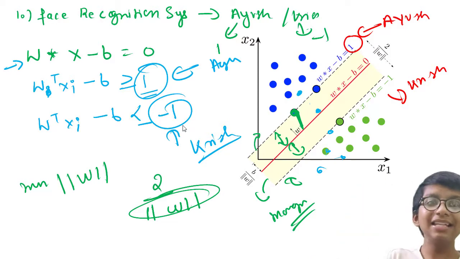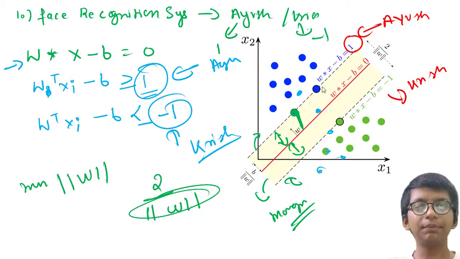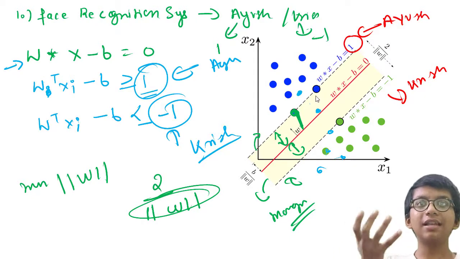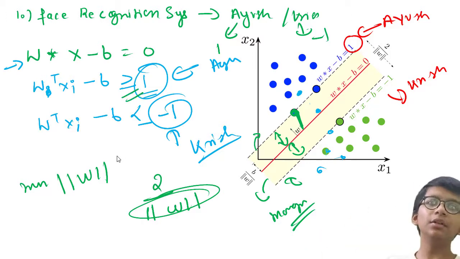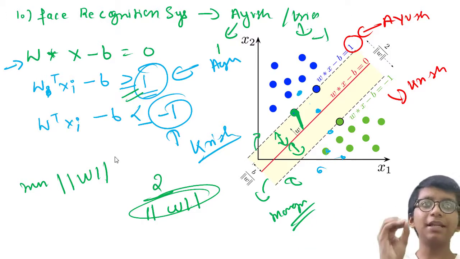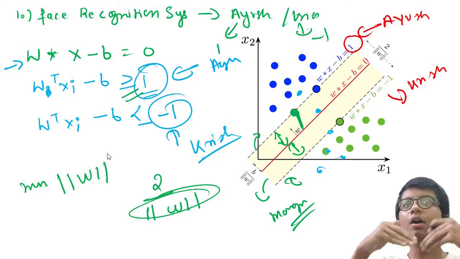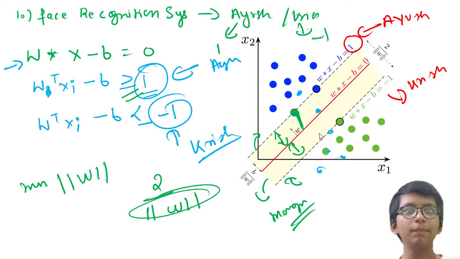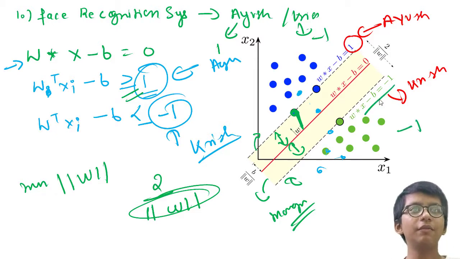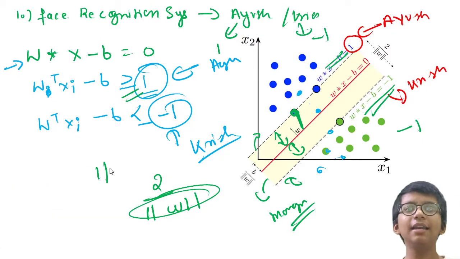Anything on or above this hyperplane is labeled as 1, which you can see over here, and whatever is below this hyperplane is labeled as -1. So this is regarded as -1 and this is regarded as +1.